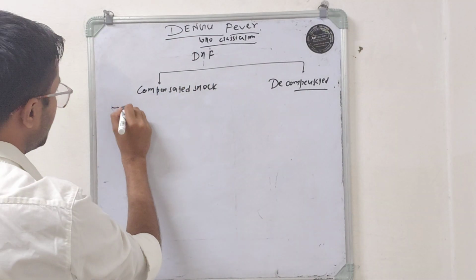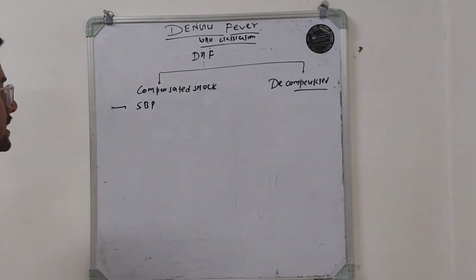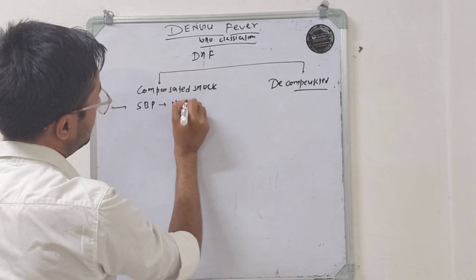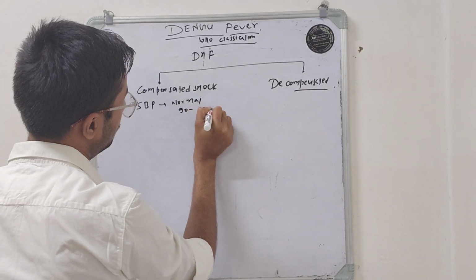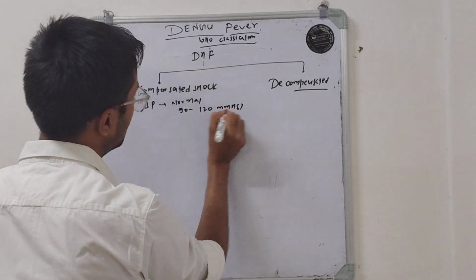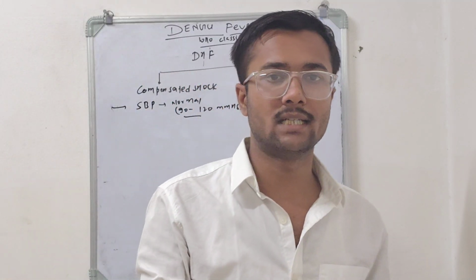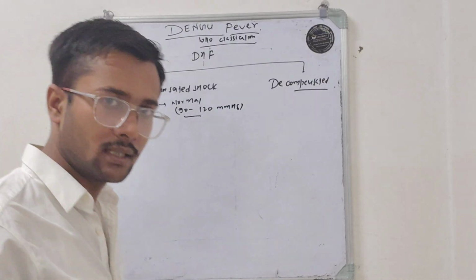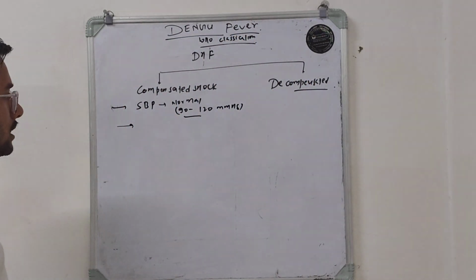So the first parameter is obviously systolic blood pressure. If the patient's systolic blood pressure is normal, what is the normal value of systolic BP? It lies between 90 to 120 mmHg. So the first criterion is, if a patient has a normal systolic BP, that means his BP lies between 90 to 120 mmHg, then we can say that the patient is in a compensated condition. What are the other things?